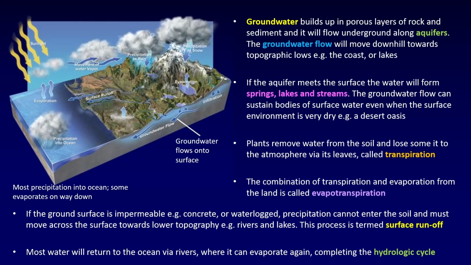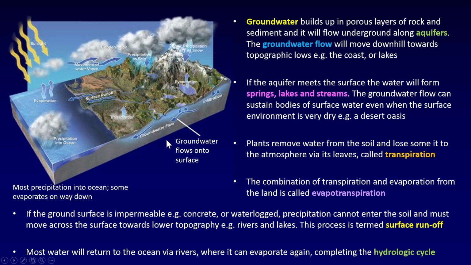And the formation of a desert oasis is simply the result of a porous body of rock which contains groundwater, and that water is moving along this porous layer of rock, this aquifer, and the aquifer happens to intersect the Earth's surface, maybe in a dip in the terrain. And so that water exits the layer of rock and it pours out onto the Earth's surface, and it forms essentially a small body of water which we refer to as an oasis. So springs, lakes, and streams can all be fed by groundwater coming out onto the Earth's surface.